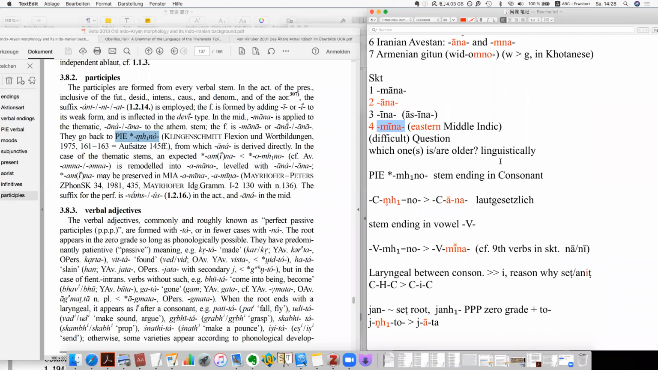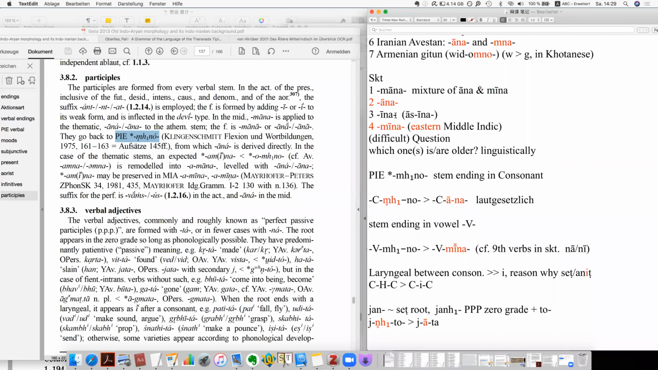And then comes the question, why do we have this one? Because this is kind of a mixture of these two. You get the point? So we have ana and we have mina, and then comes the mixture. So this is kind of a mixture of ana and mina. So the M is kind of introduced before this R.